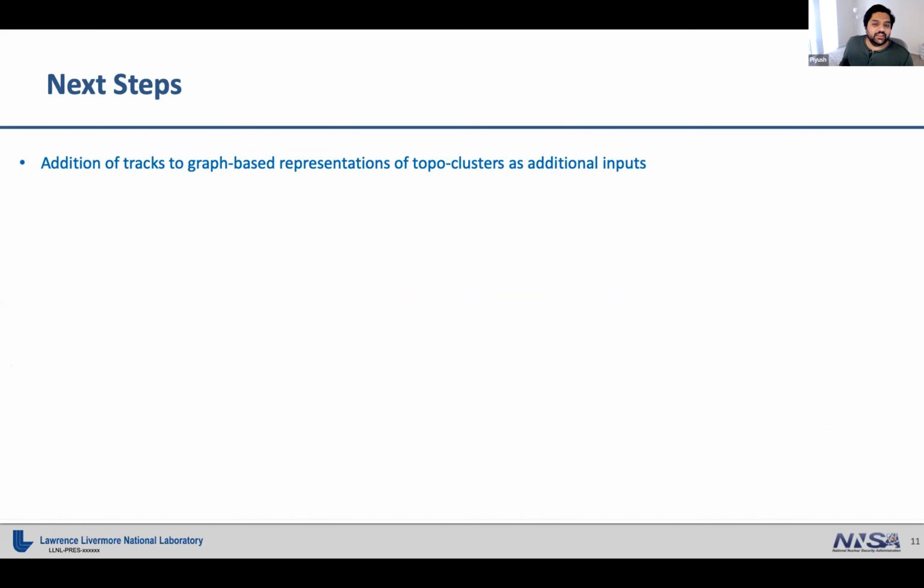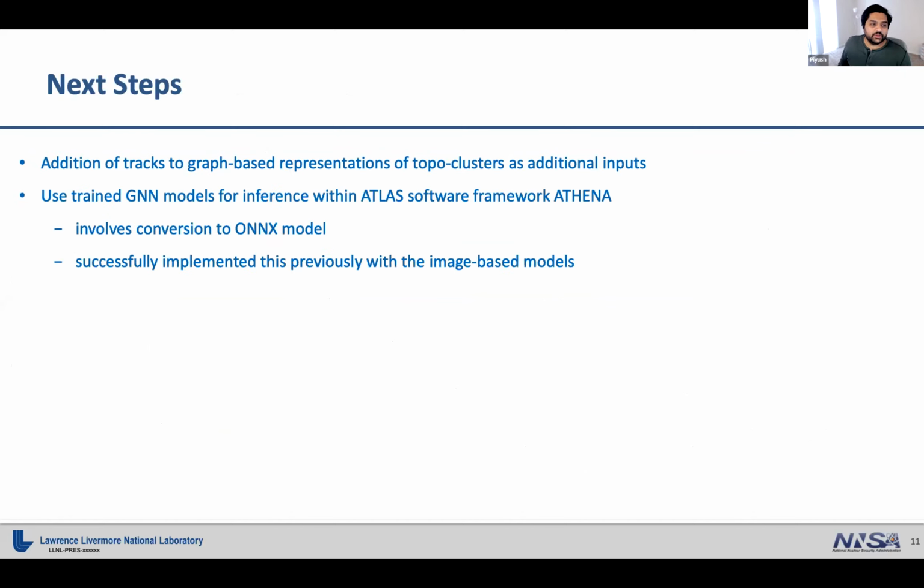And then the other thing is using these trained GNN models for inference in the ATLAS software framework, Athena, which involves conversion of the model into ONNX and implementing it in the Athena framework. We've done this before with the image-based models. Dhanush was the one who actually worked on that, and we are planning to do that with these graph models as well in the coming months or so.